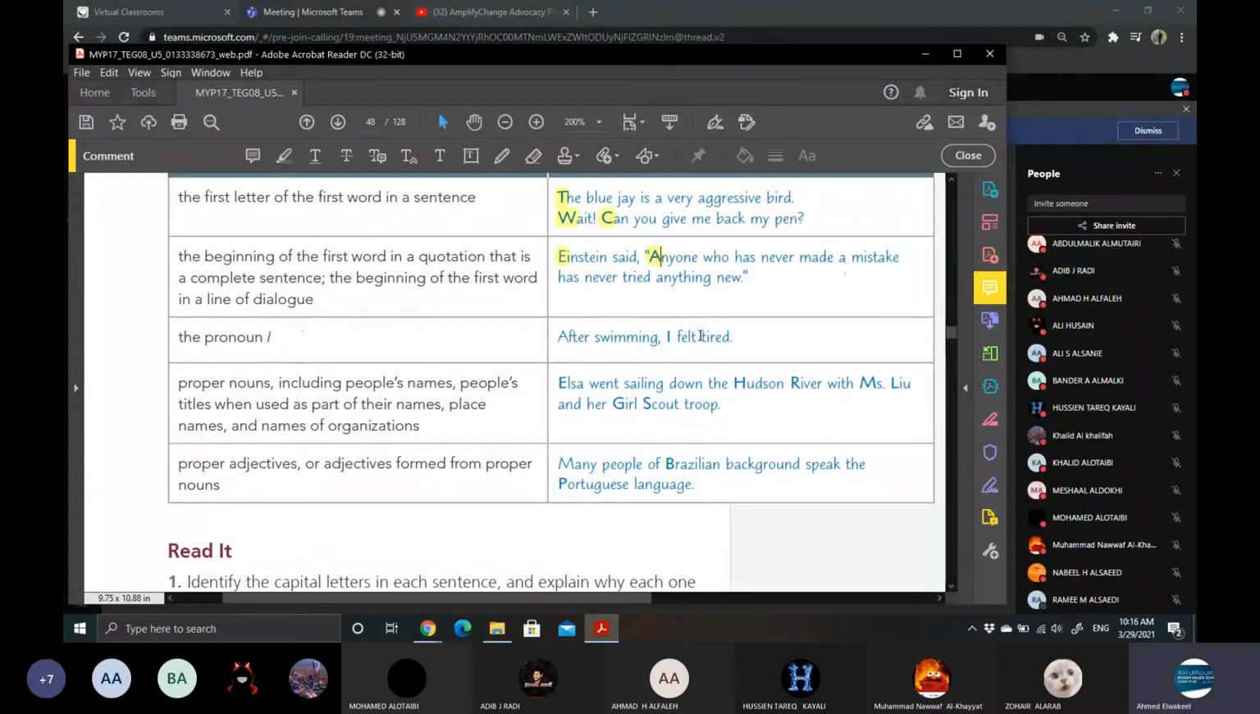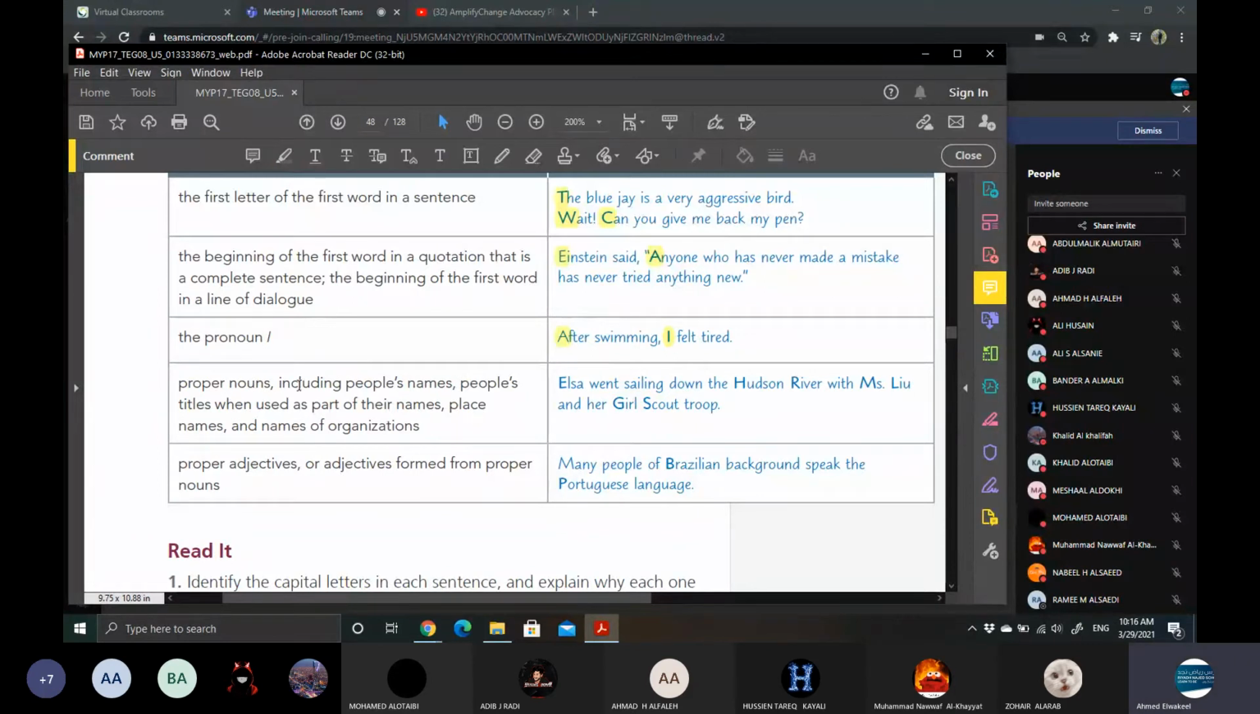We have also the pronoun I. The pronoun I is always capitalized. So you have the A here at the beginning of the sentence and the pronoun I. Anywhere in the sentence, we must capitalize the pronoun I.